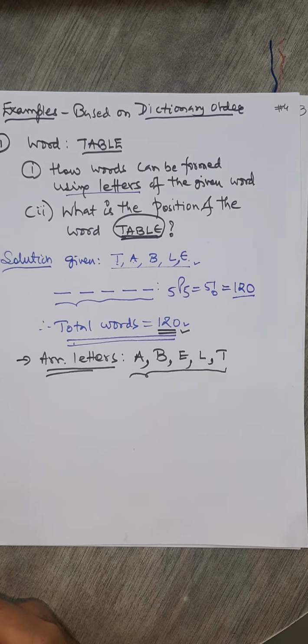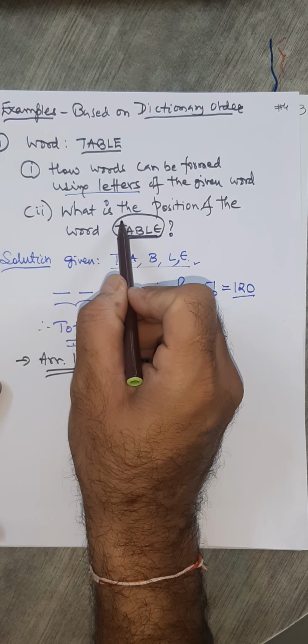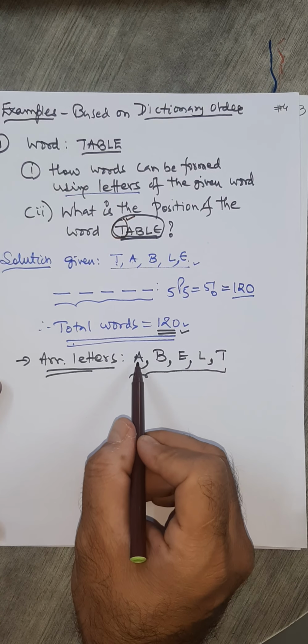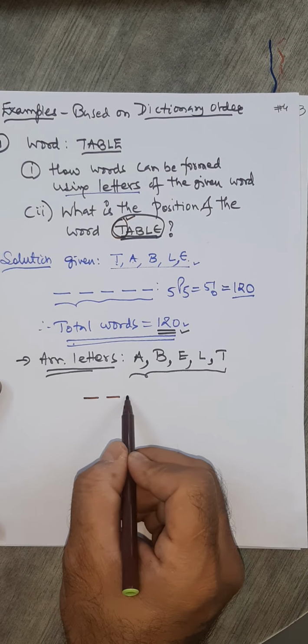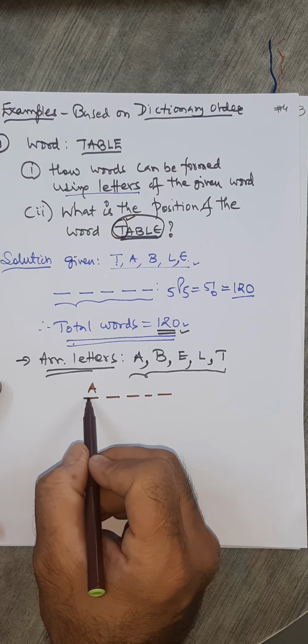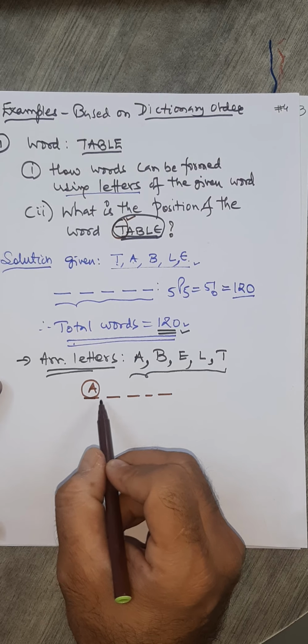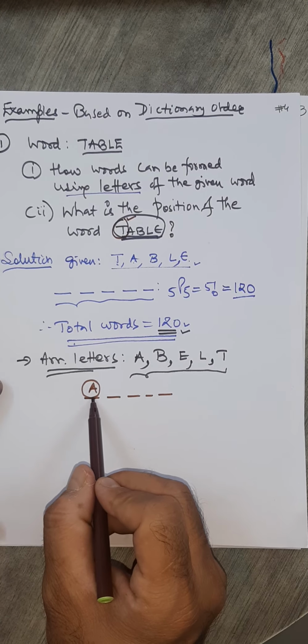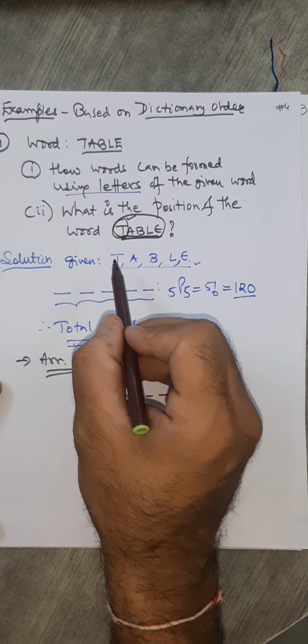Fine. Now as per dictionary order, the first letter in the word we need is T. So if you have any word whose first letter is A, then all these words will be before table, because here I put A as the first letter, and here the first letter is T. We want table.